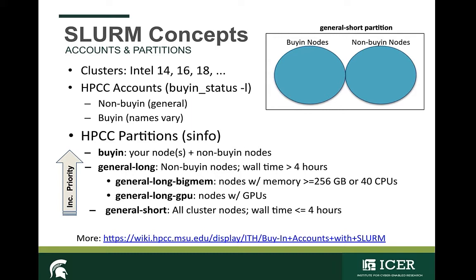This partition has the lowest priority. So to prevent jobs submitted to this general short partition from being continually bumped, these jobs are also submitted to the general long partition. So let's take a quick look at how accounts and partitions are used on HPCC.